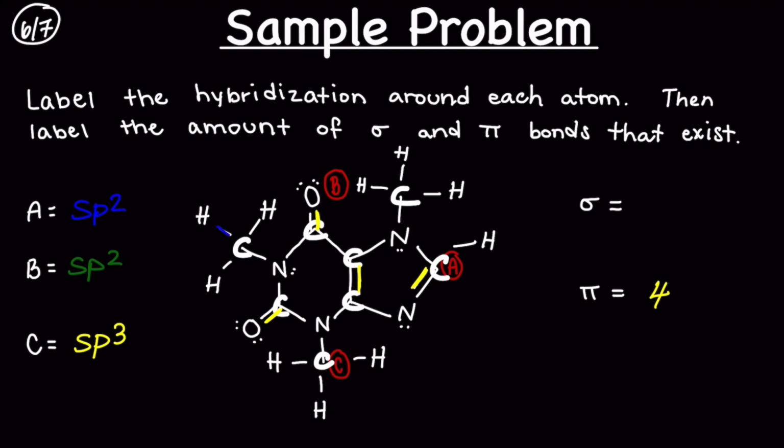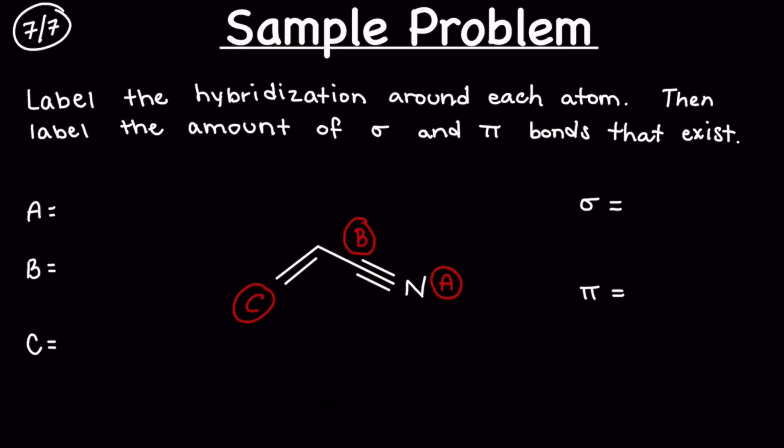All right, so we have 1, 2, 3, 4, 5, 6, 7, 8, 9, 10, 11, 12, 13, 14, 15, 16, 17, 18, 19, 20, 21, 22, 23, 24, 25 sigma bonds. So that is that problem for you right there. Okay, we have reached our last problem, thank goodness.